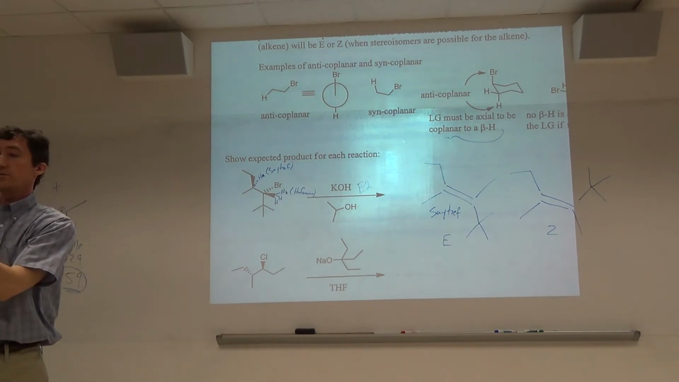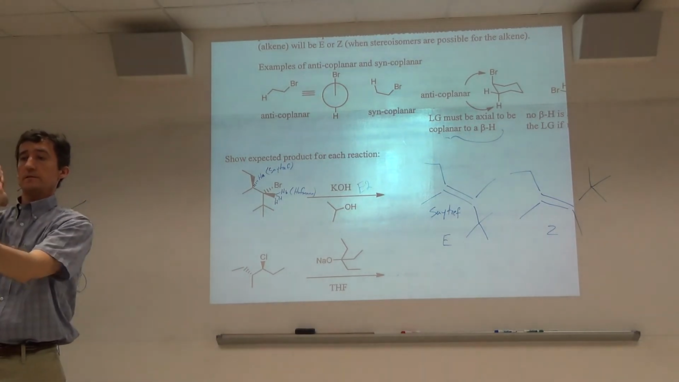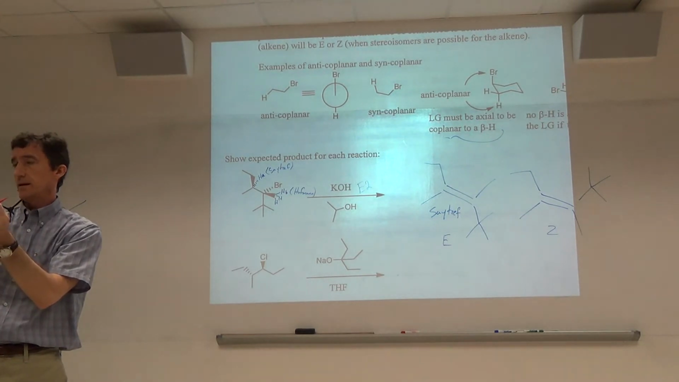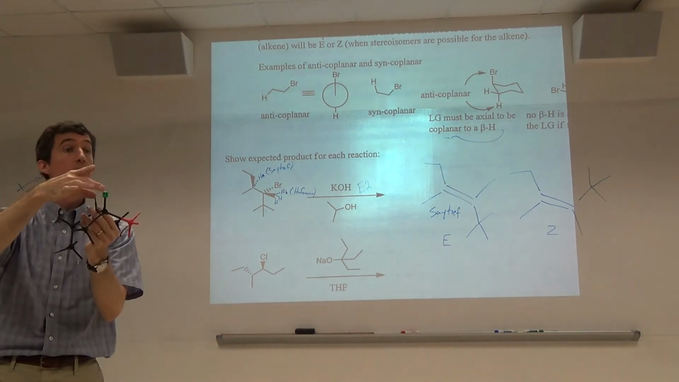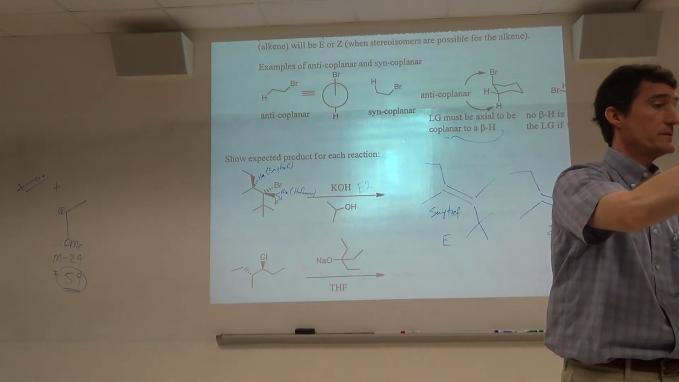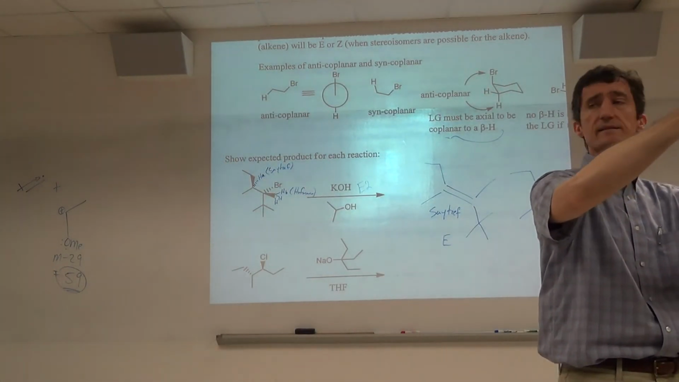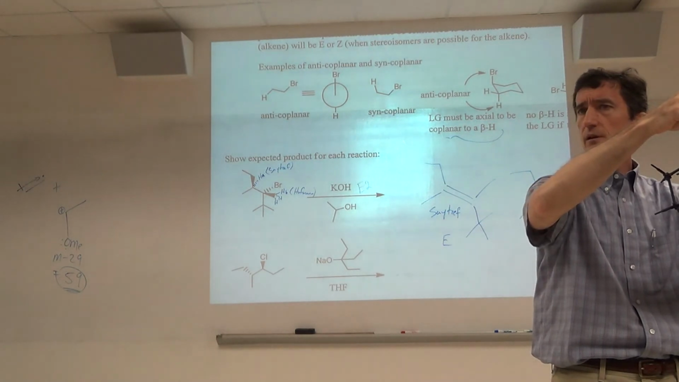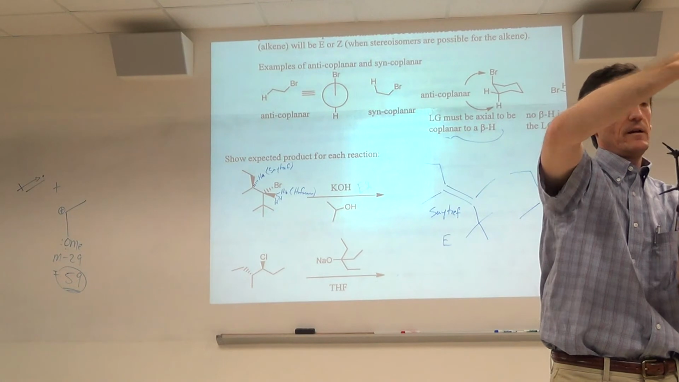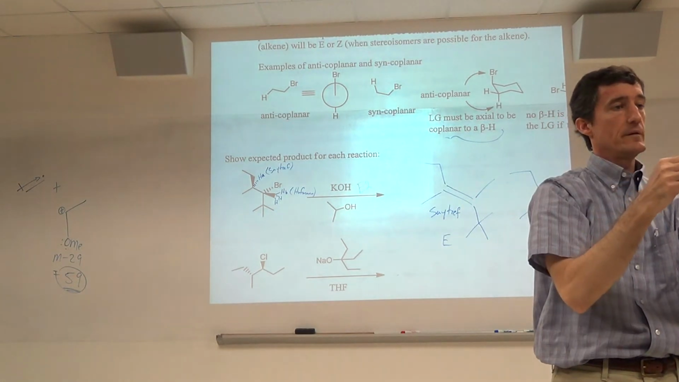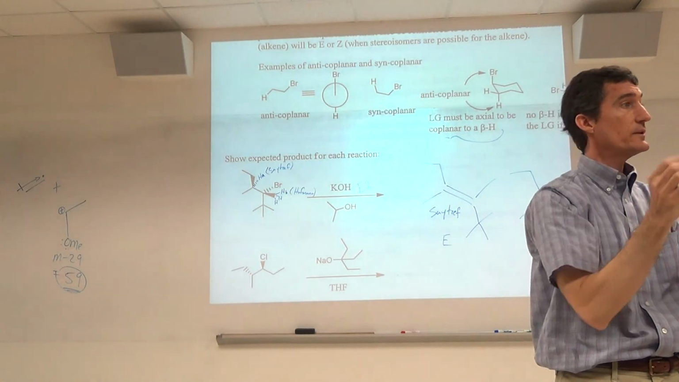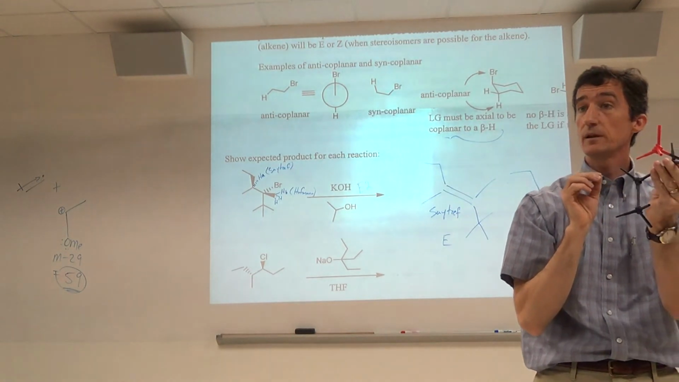Well, right there, the H and the Br are coplanar. You see the plane right through there? But are they syn or anti? Those are syn. There's the bond. Is syn preferred or is anti preferred? Anti. So this needs to actually rotate like that. Now the H and the bromine are anticoplanar. And now the reaction takes place.